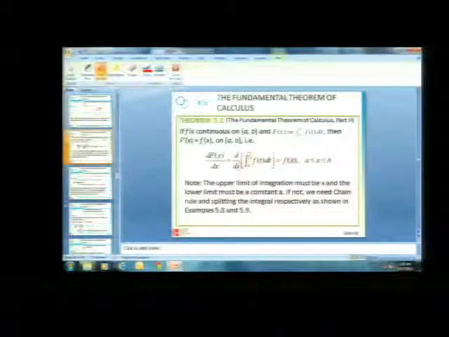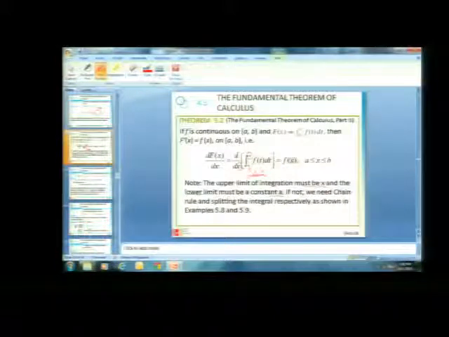Now this constant a is not important. Whether this constant is 1, 2, 3, whatever, so long as it is constant, this theorem applies. You always get f(x). In other words, this constant a doesn't play a part. So long as it's constant, it doesn't really matter what the value of this constant is. So that's what this theorem says. The upper limit of integration must be x, and the lower limit must be a constant a.